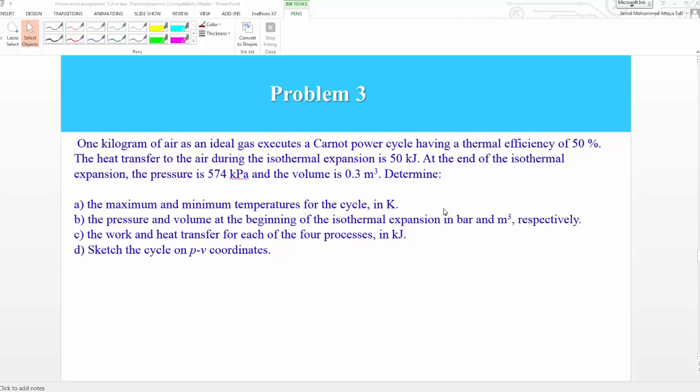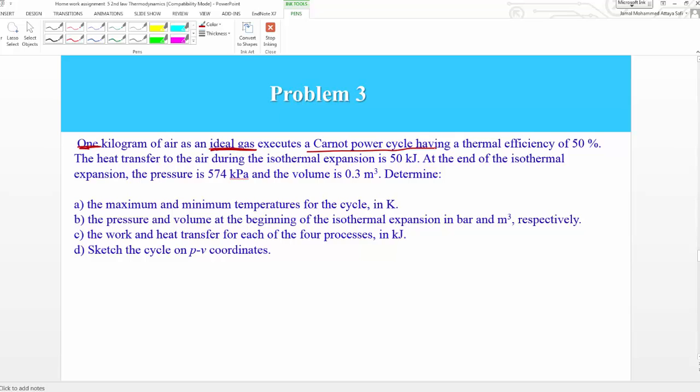Okay, let's start with problem number 3. Problem number 3 is telling me that I have 1 kilogram of air as an ideal gas. It's very important that we are dealing with air as an ideal gas here. And here is the mass, which is 1 kilogram. Execute a Carnot power cycle. And this power cycle has an efficiency of 50%.